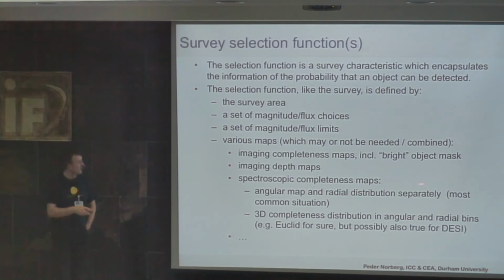Spectroscopic completeness maps, angular map and radial distribution can be treated separately, which is the most common situation. Sometimes you need to do a 3D completeness distribution in angular and radial bins. That's much, much harder. In the case of Euclid, it's guaranteed that this needs to be done, because it's going to be very hard to figure out whether the probability of finding an object just depends on its position in the sky and its flux, but that's going to depend on its redshift. This is also likely true for DESI, because there are redshift regimes where it's more or less likely to detect an object. So this becomes more complicated to model.